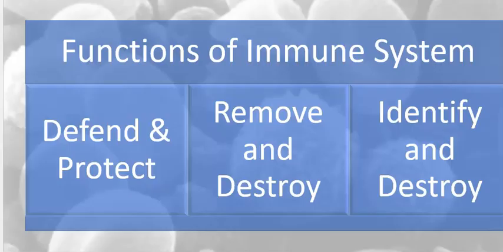Defend and protect, these are defense mechanisms to prevent entry back into the body. The number one defense is skin. The mucous membrane, natural chemicals prevent bacterial growth. Then remove and destroy damaged cells, identify and destroy malignant cells, thereby preventing their further development into tumors.